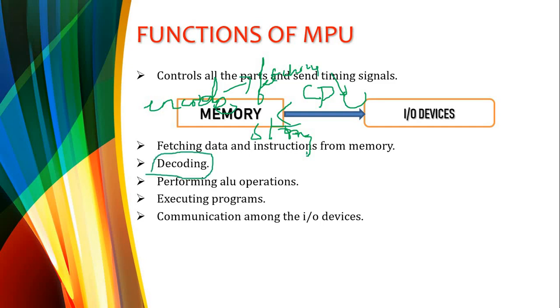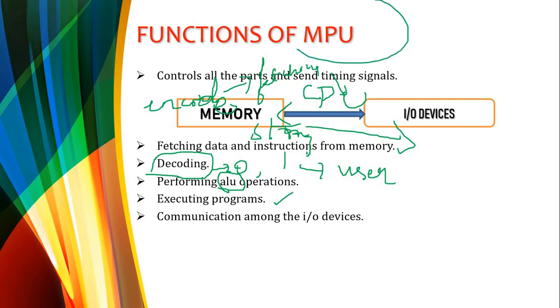What is decoding? Converting from binary, that is 0 and 1, to a user-defined language is known as decoding. So after decoding, it will perform the operations. Okay, whatever operation the user demanded, it will perform. After that, it executes and finally it's sent to the output devices. These are the main functions of a microprocessor unit.